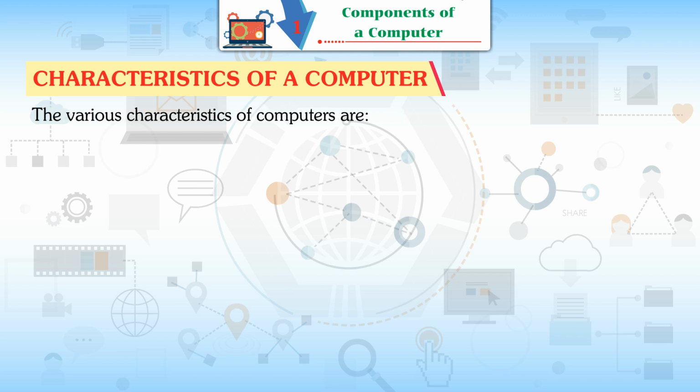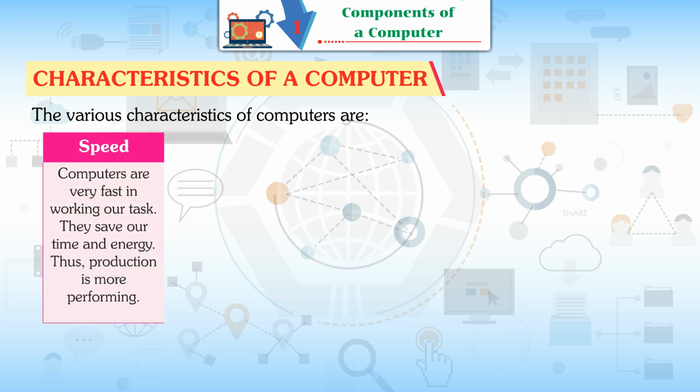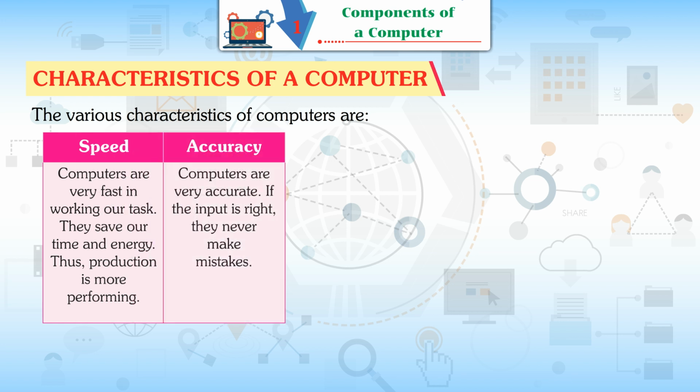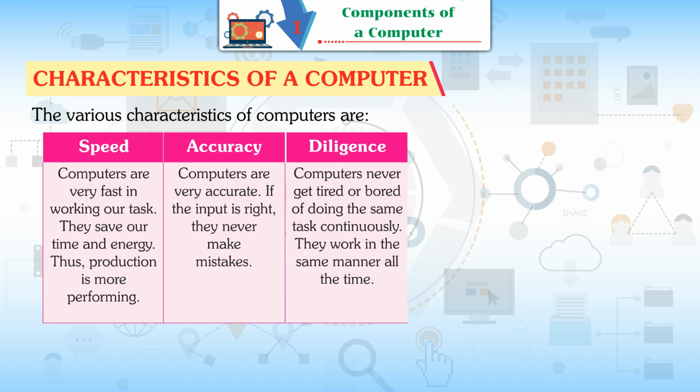Characteristics of a computer. The various characteristics of computers are: Speed. Computers are very fast in working on our tasks. They save our time and energy. Thus, production is more. Accuracy. Computers are very accurate. If the input is right, they never make mistakes. Diligence. Computers never get tired or bored of doing the same task continuously. They work in the same manner all the time.